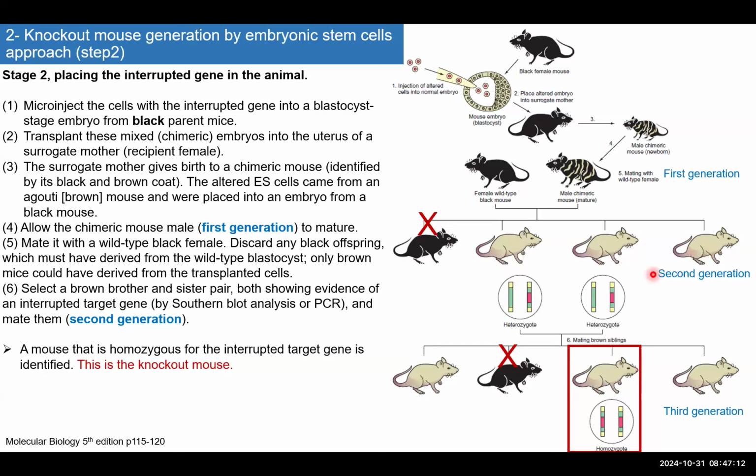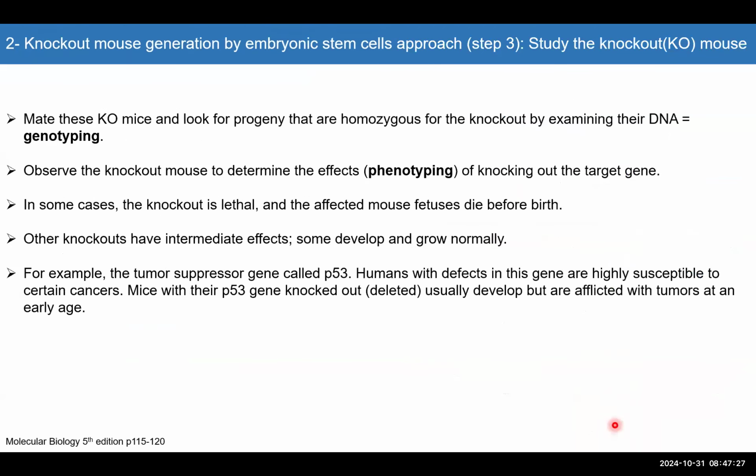This is in the second generation. And if you breed those together, you have a possibility where you get a mouse that carries the two homozygote knockout gene. So we kind of stopped here last time.